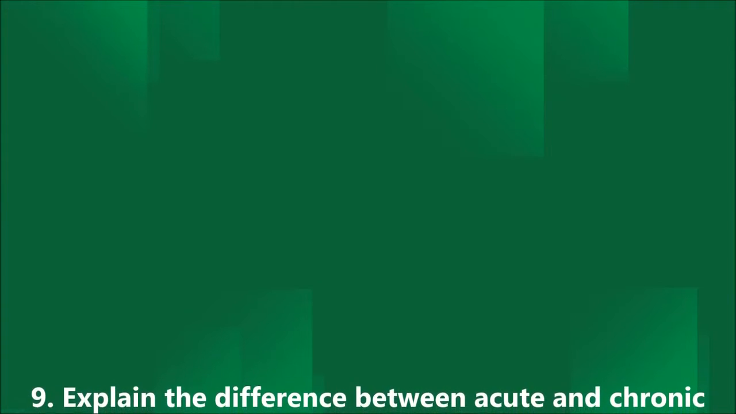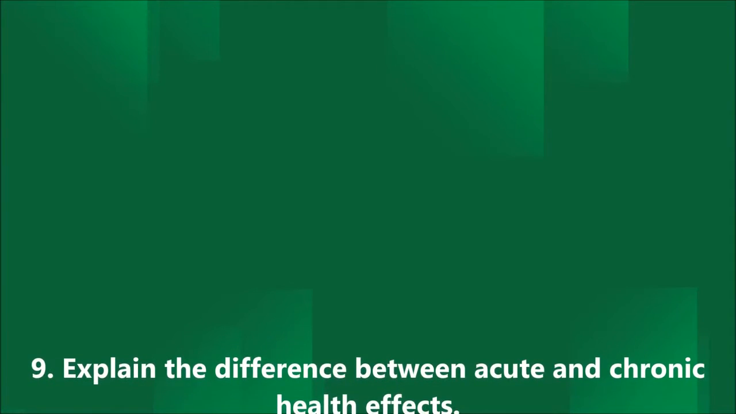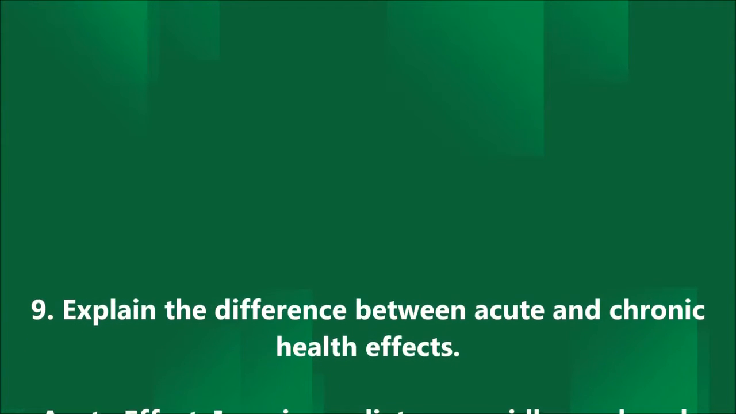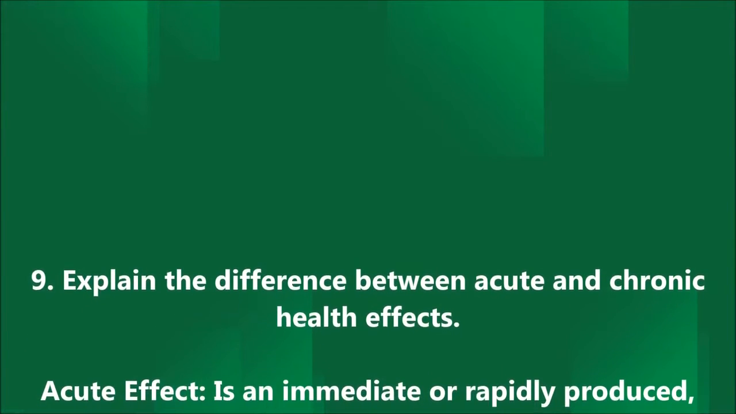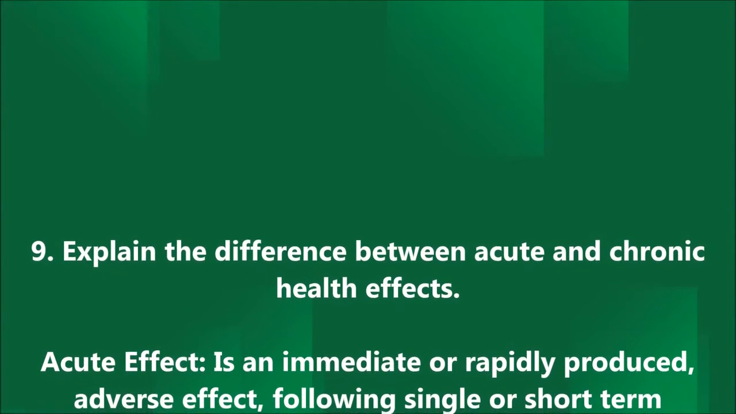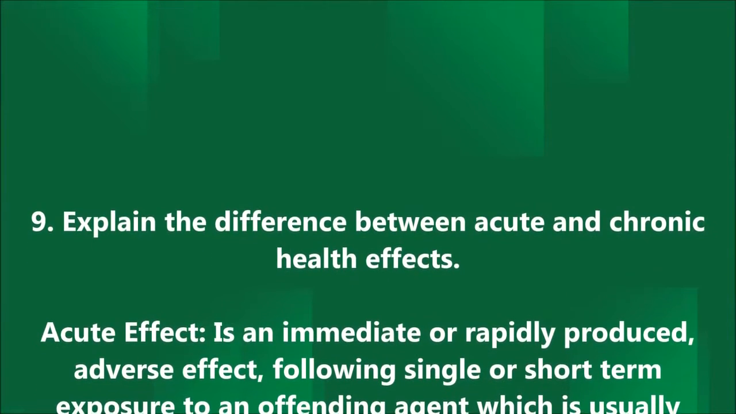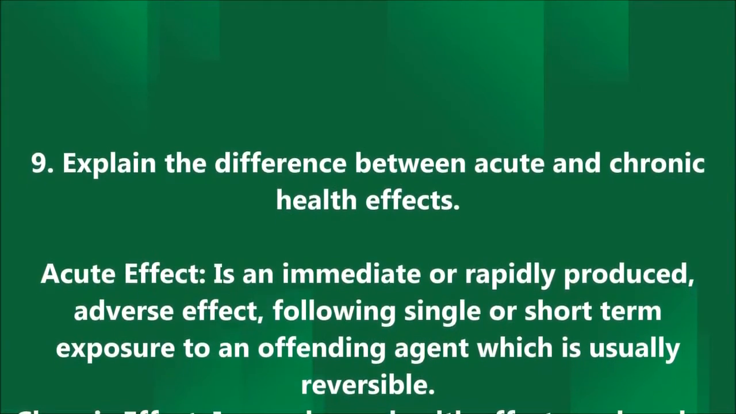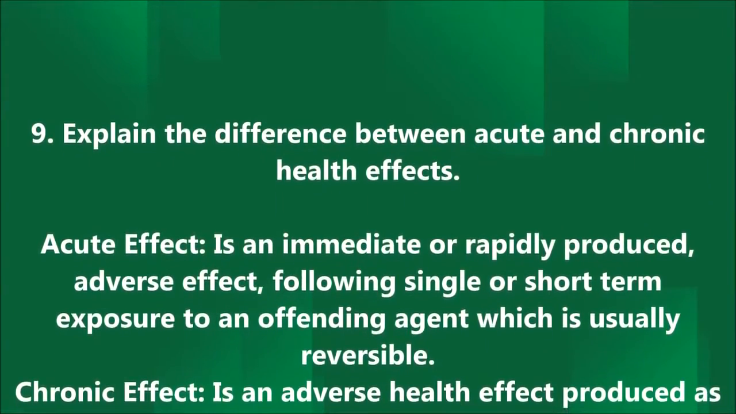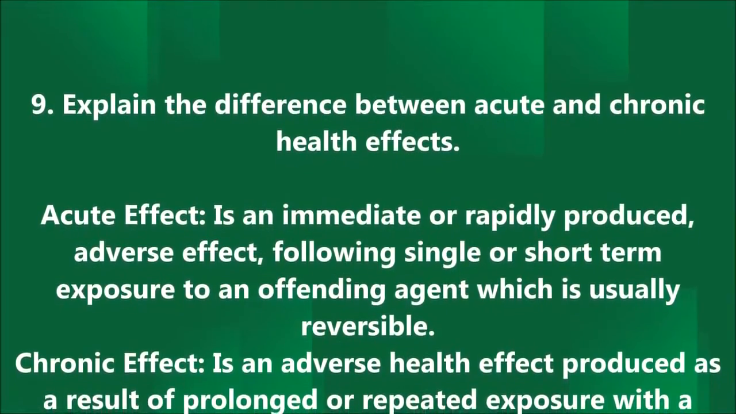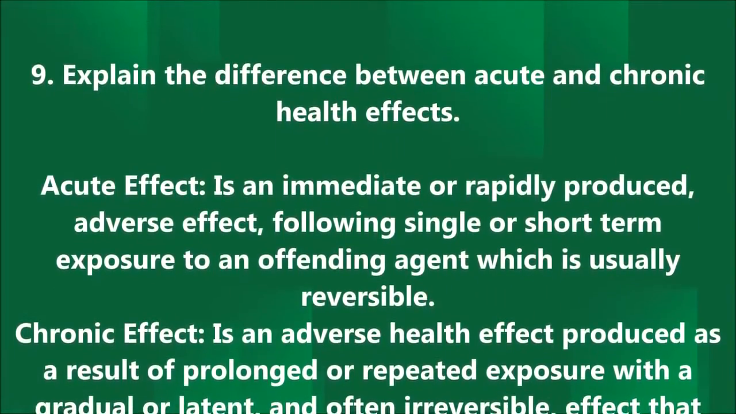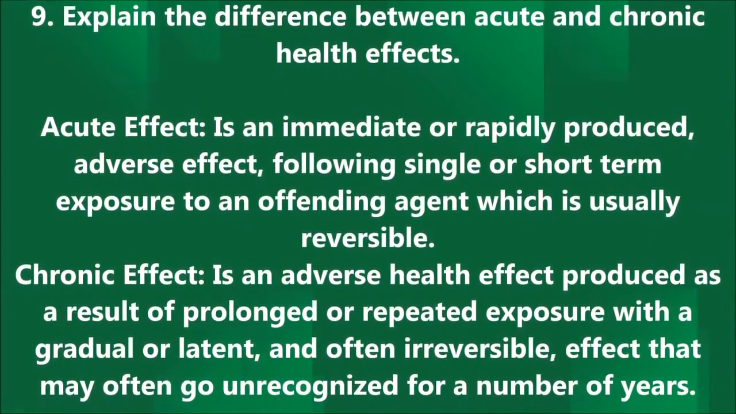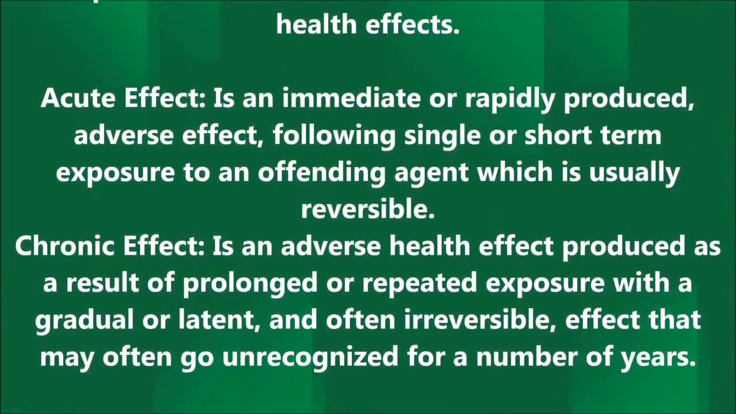9. Explain the difference between acute and chronic health effects. Acute effect is an immediate or rapidly produced adverse effect following single or short-term exposure to an offending agent, which is usually reversible. Chronic effect is an adverse health effect produced as a result of prolonged or repeated exposure with a gradual or latent, and often irreversible, effect that may often go unrecognized for a number of years.